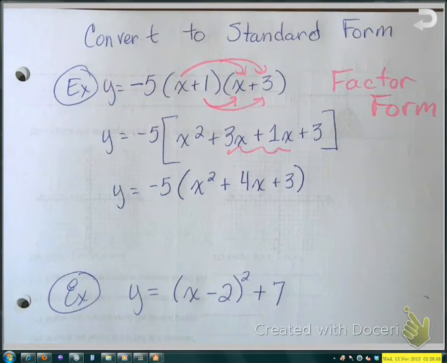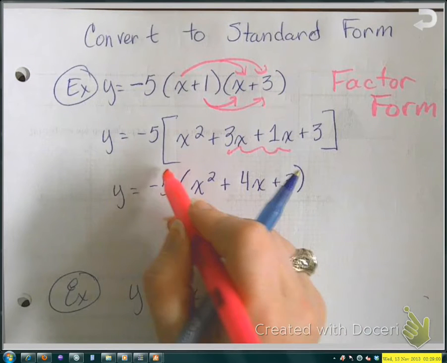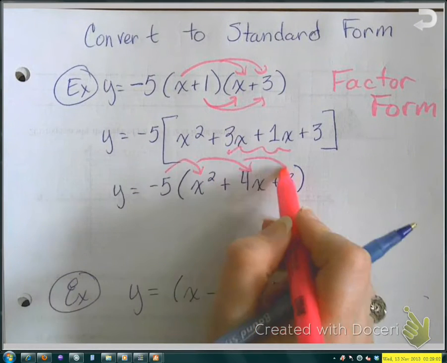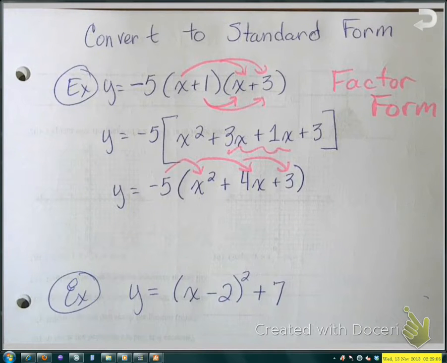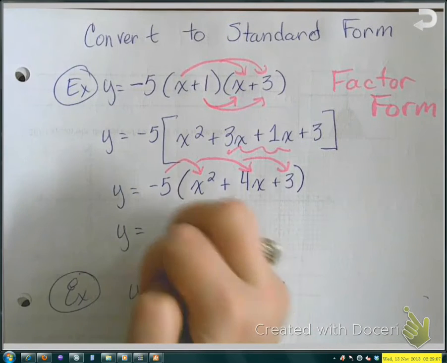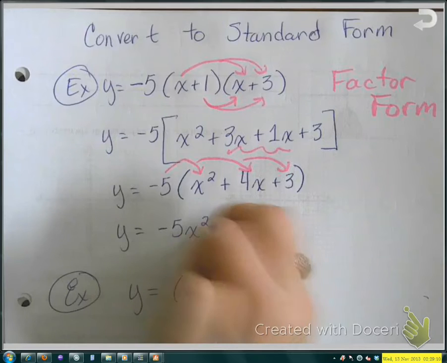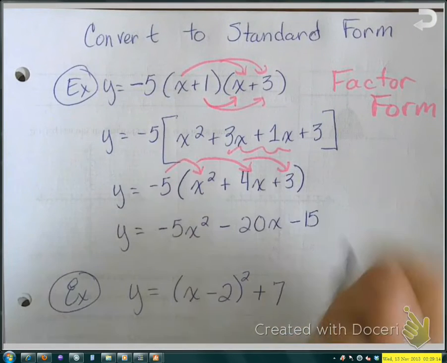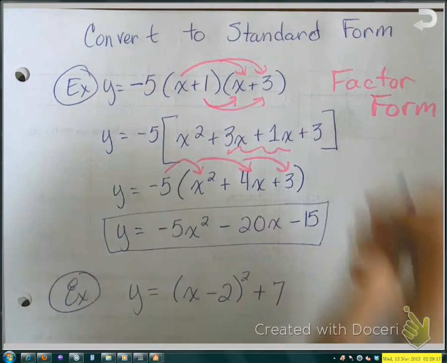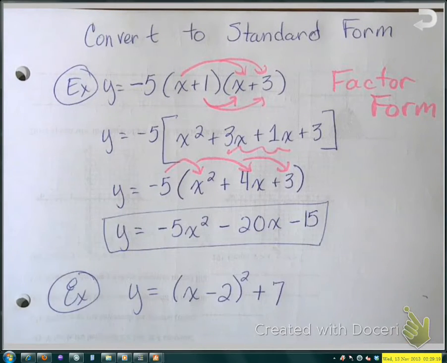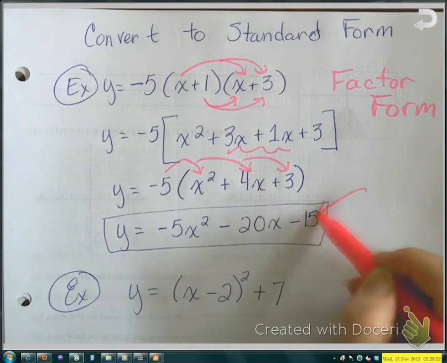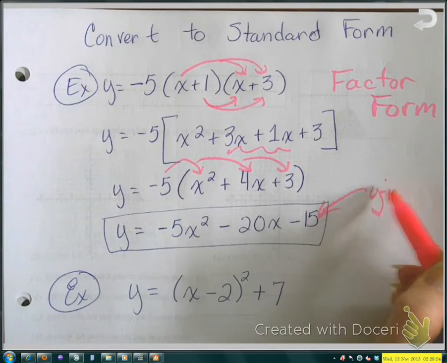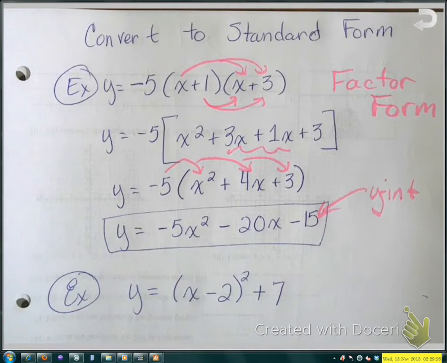Now we have that -5 on the outside, we're going to distribute it to everything inside the parentheses. So you've done this in Algebra 1, you probably did a little bit of it in Geometry. We get -5x squared minus 20x minus 15. So this would be my standard form, and now I could clearly see that the y-intercept is at -15, right? Where my roots were at -1 and -3.